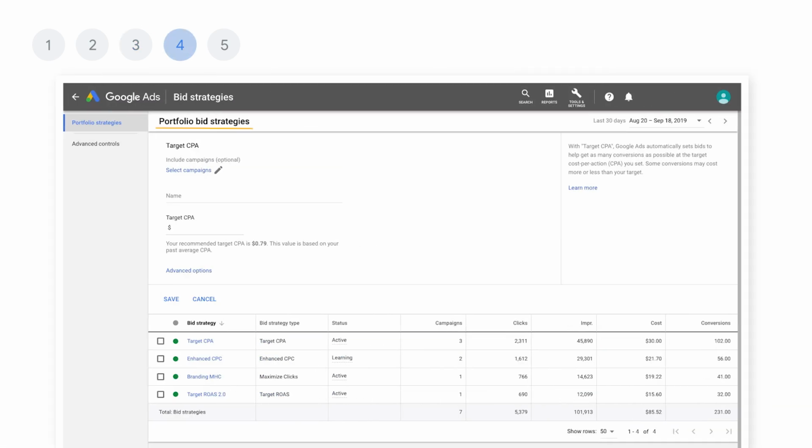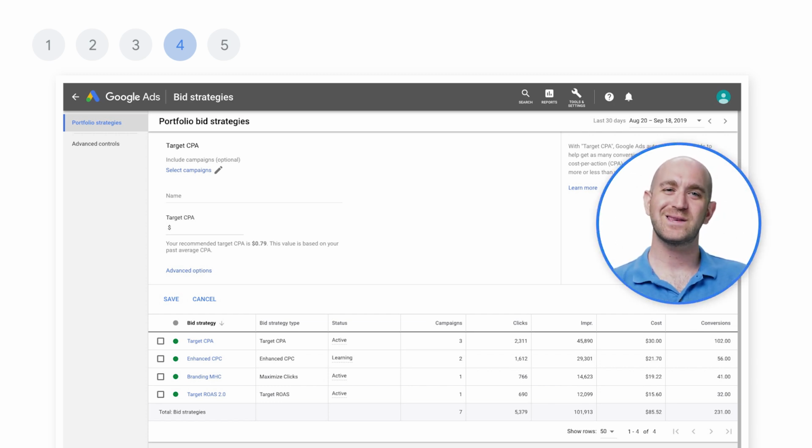Try a portfolio bidding strategy if your campaigns have similar goals or low conversion volume in order to drive budget optimizations. When evaluating performance, don't forget to look at the portfolio level instead of the campaign level.